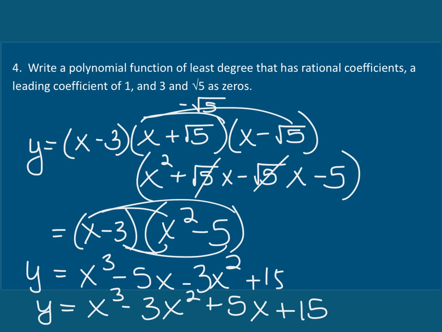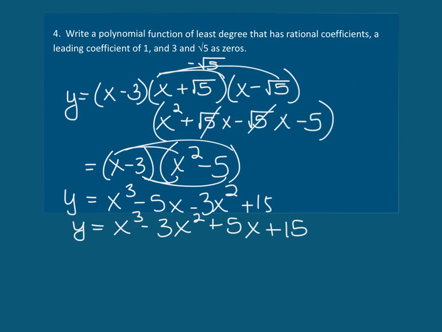If you were told something like the leading coefficient is 2, the easiest thing to do in this scenario would be to multiply this entire function by 2. And it would still have the same zeros, and then the leading coefficient would be 2. But I'm going to just get rid of that because that's just a hypothetical.